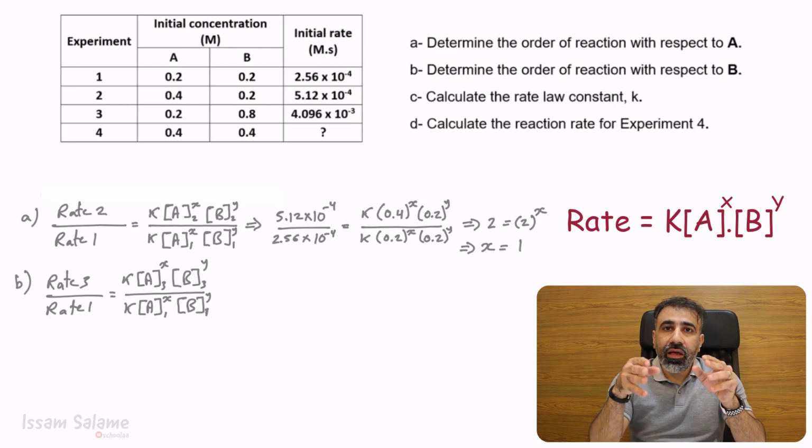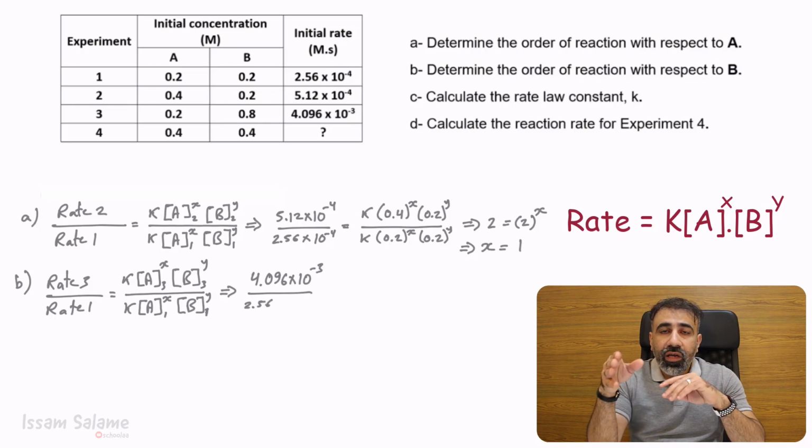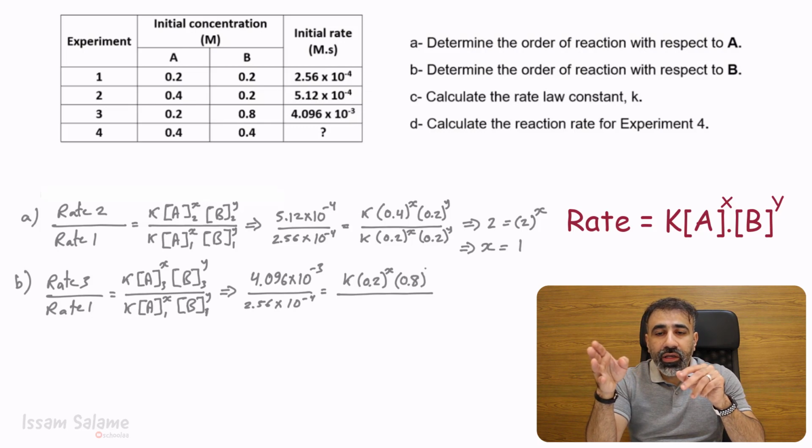Replace the rates and the concentrations by their values. You are going to get 4.096 times 10 to the power negative 3 divided by 2.56 times 10 to the power negative 4. It's equal to K, replace the concentrations by their values, 0.2 to the power X multiplied by 0.8 to the power Y, and in the denominator we put K times 0.2 to the power X multiplied by 0.2 to the power Y.